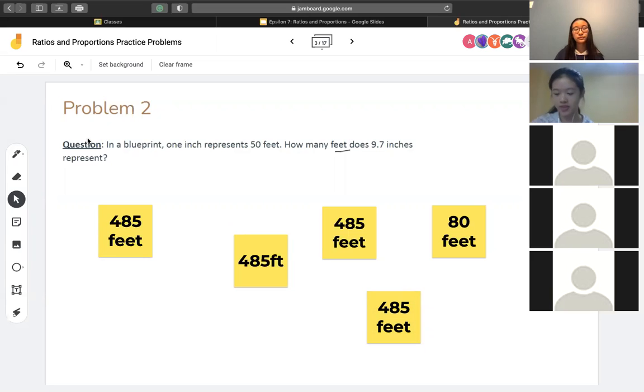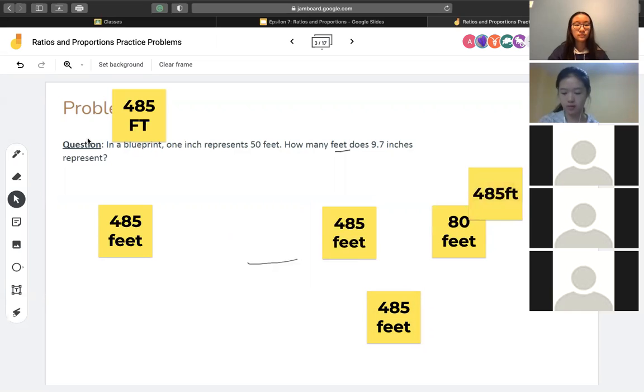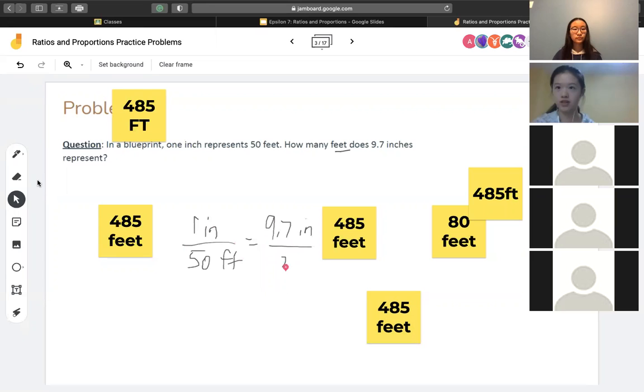So yeah, good job. Most of y'all seem to have gotten it. The answer is 485 feet. And you can get this by setting up a proportion. 1 inch would correspond to 50 feet. And then you can set that equal to 9.7 inches over question mark feet.